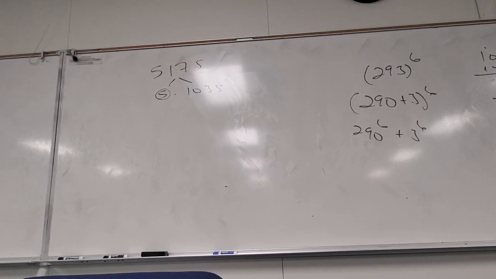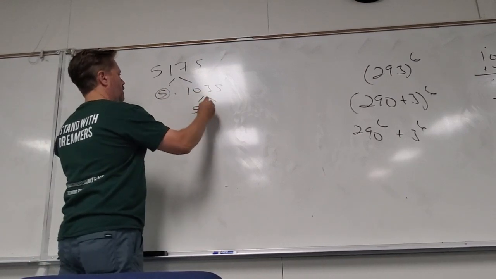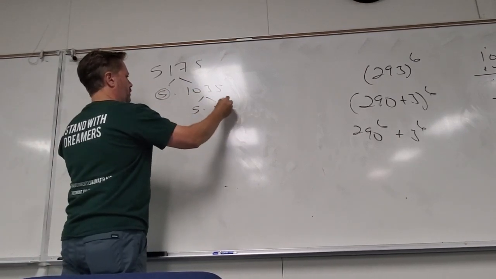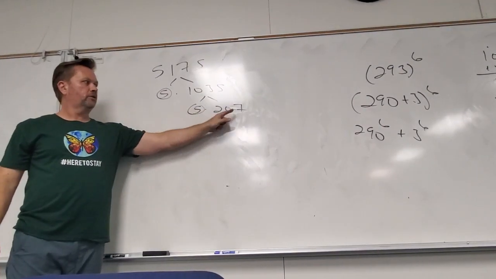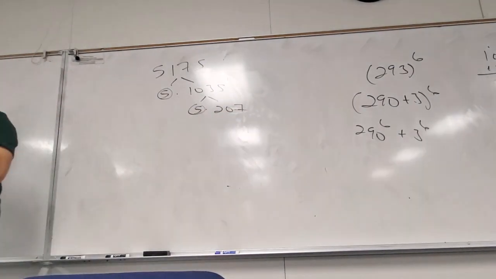Cool. Yes? Going back to 15, when you divide 1035, you get 207. All right, 5. Now, use another divisibility rule, because 5 doesn't work anymore, right? What's 2 plus 0 plus 7? Okay. So what goes in?